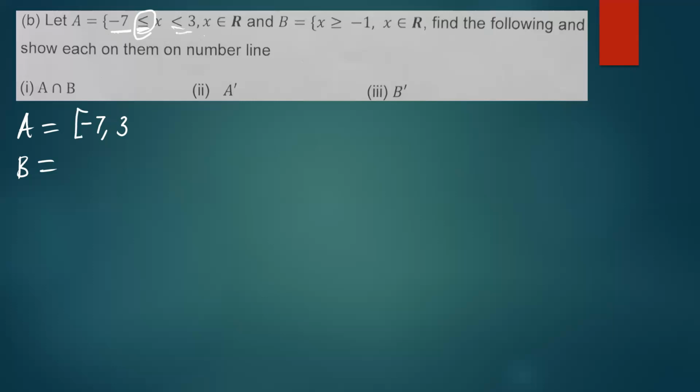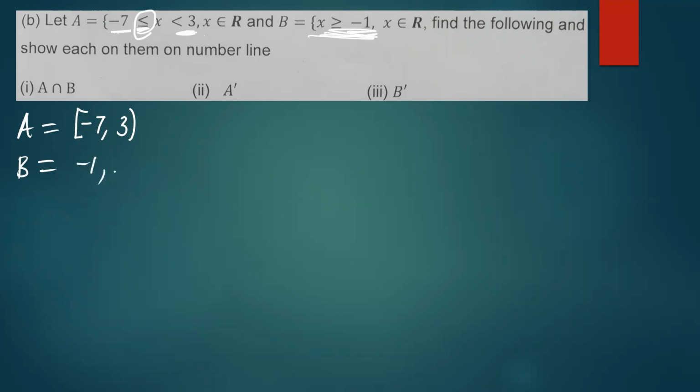And then for this symbol, we don't have the equal to symbol, it's just less than. So this implies that we're writing an open bracket there. We move on to the second part. The second part here is B, and B says x is greater or equal to negative 1. So what this means is that the smallest number that we have in this set is negative 1. So we write negative 1 there.